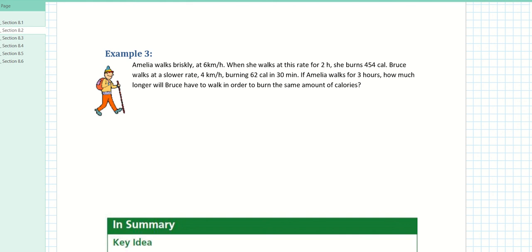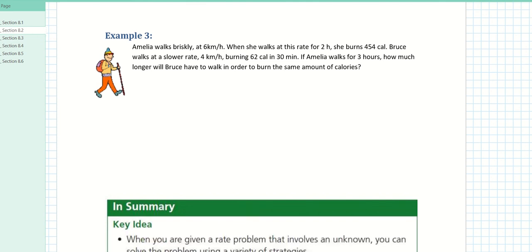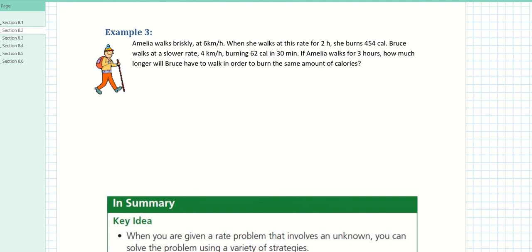So you can either go fast or run and burn more calories in a shorter time, or you can walk slower over a longer time and burn the same amount of calories. That's what this example is comparing here. Amelia is walking faster, Bruce is walking slower, but the goal is to burn the same number of calories. Again, there's more than one way you can solve this question. I'm going to start with Amelia here and see that she walks at 6 kilometers an hour. So I'm going to say at 6 kilometers per hour, she will burn.